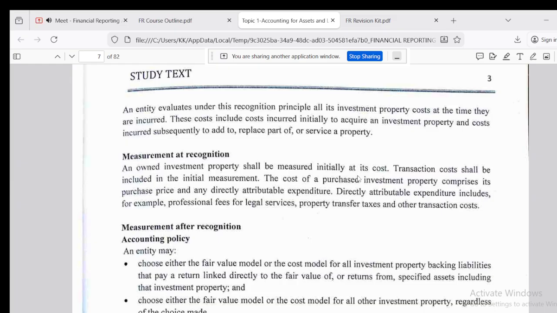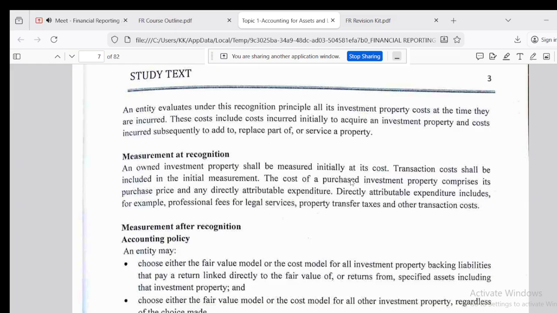Have you written that? Initially at its cost. Then you can also write another point, that transaction costs shall be included in the initial measurement.